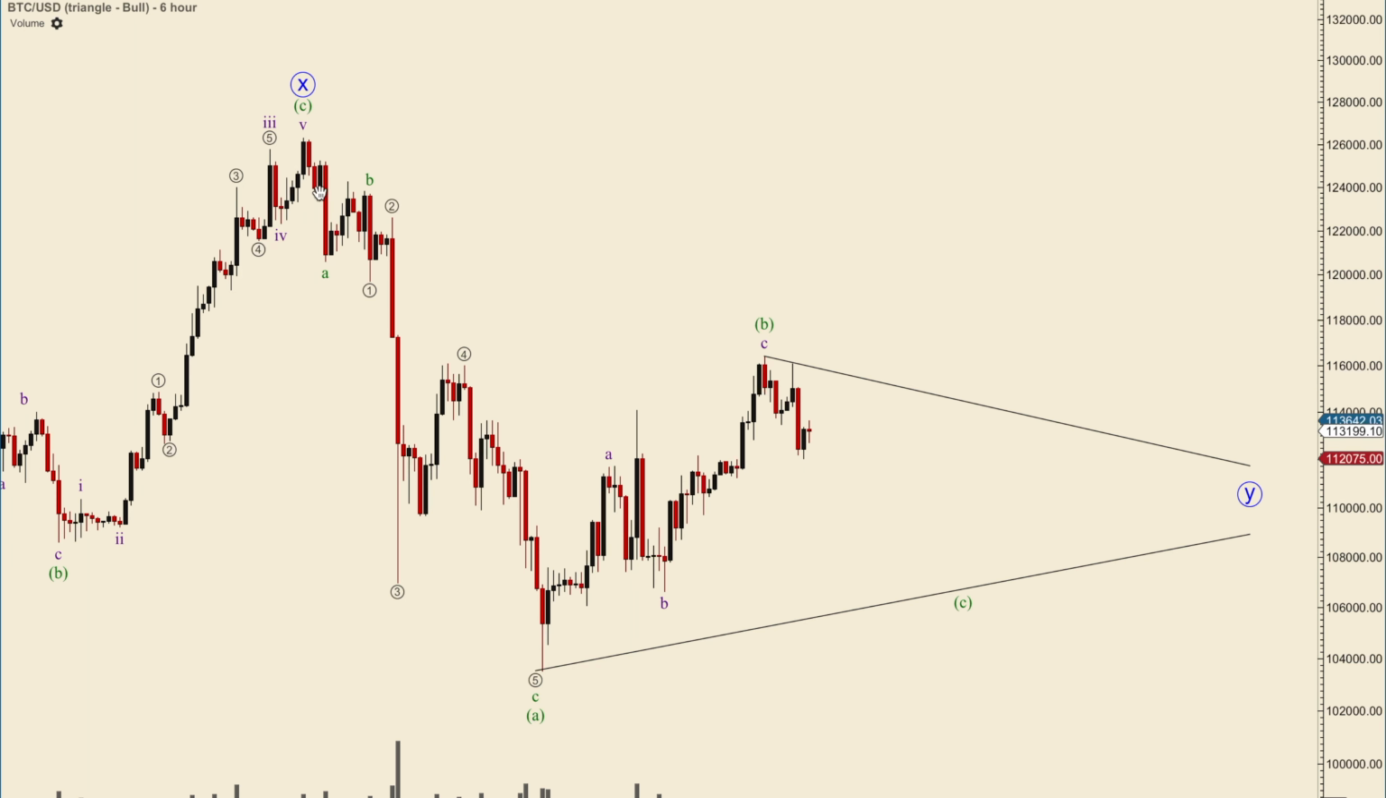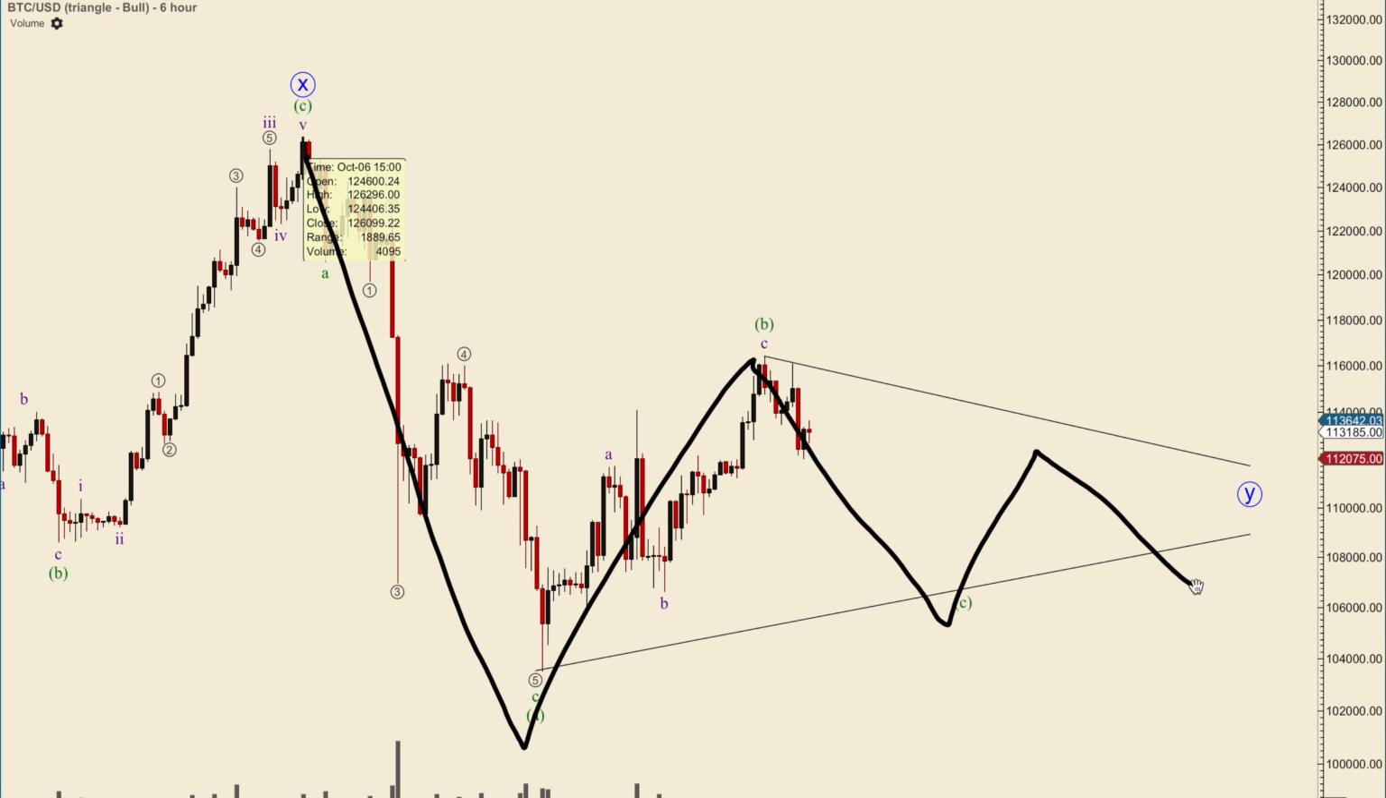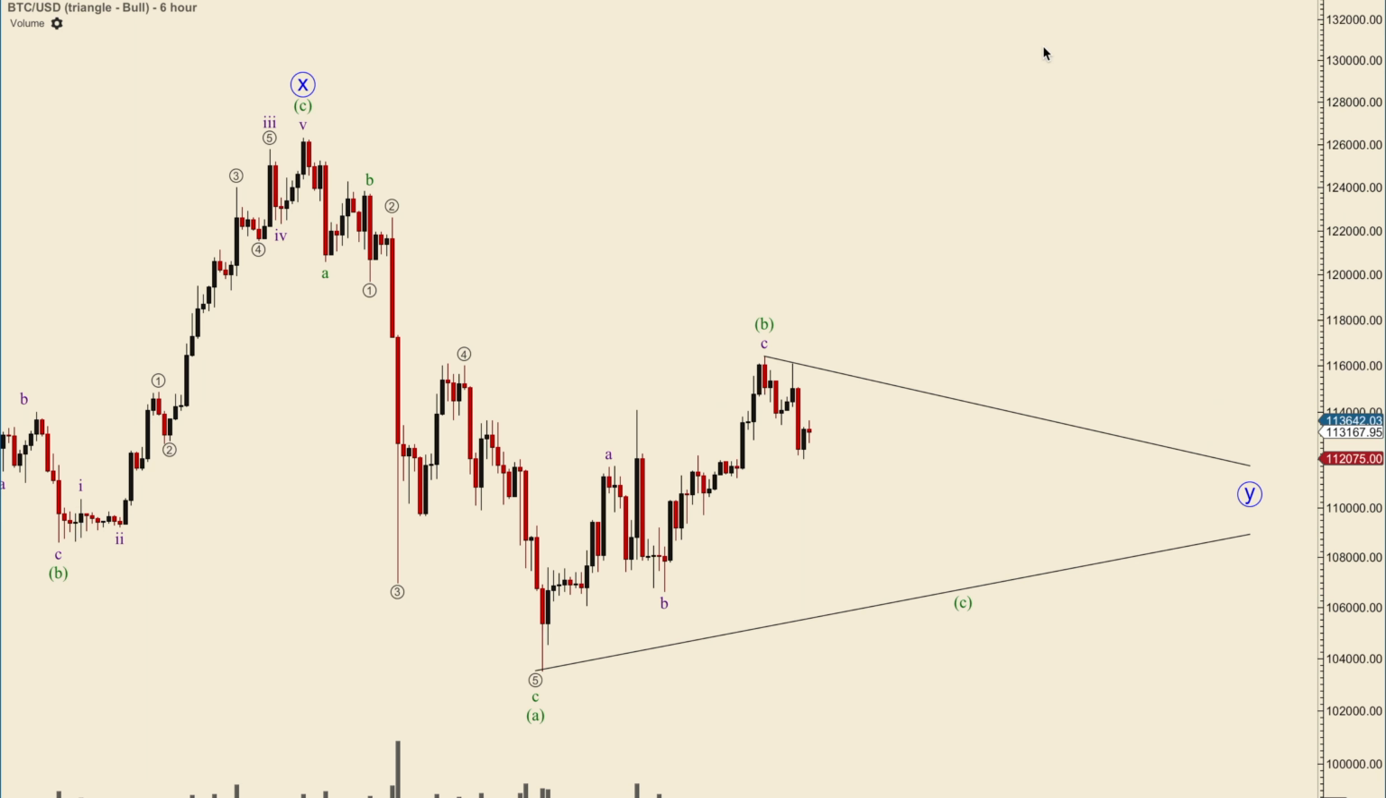The bullish scenario on the 6-hour chart, one of them is a triangle. Here we are looking at A, B, C, D, E, and then we go up. So that's a triangle in the makings. It's a little bit early to talk about a triangle since wave D isn't in yet, but it's still an option we gotta keep in mind.